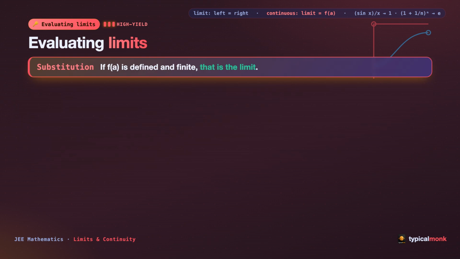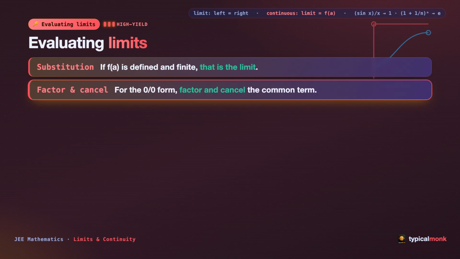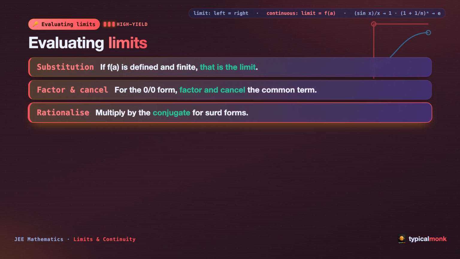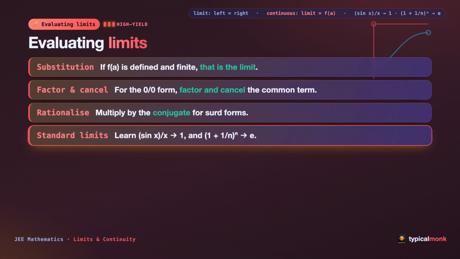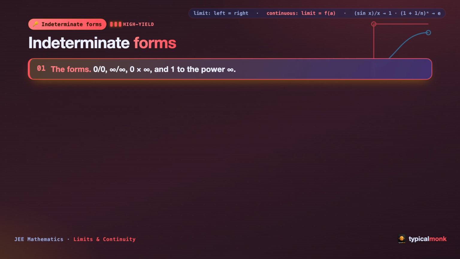Now, how we actually evaluate a limit. Direct substitution. If f of r is defined and finite, then that value is the limit. Factor and cancel. For the 0 over 0 form, factor the top and bottom and cancel the common term. Rationalize. For root forms, multiply by the conjugate. Standard limits. Learn that sine x over x tends to 1 and 1 plus 1 over n, all to the n, tends to e.